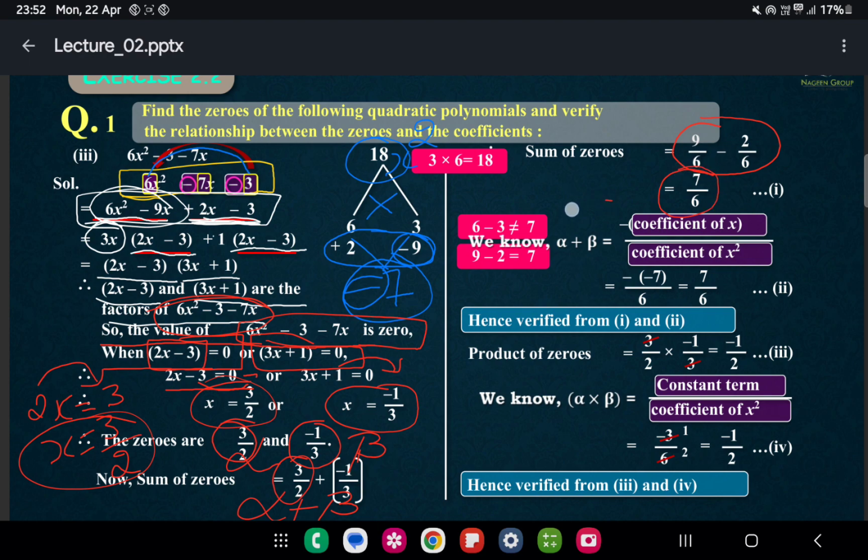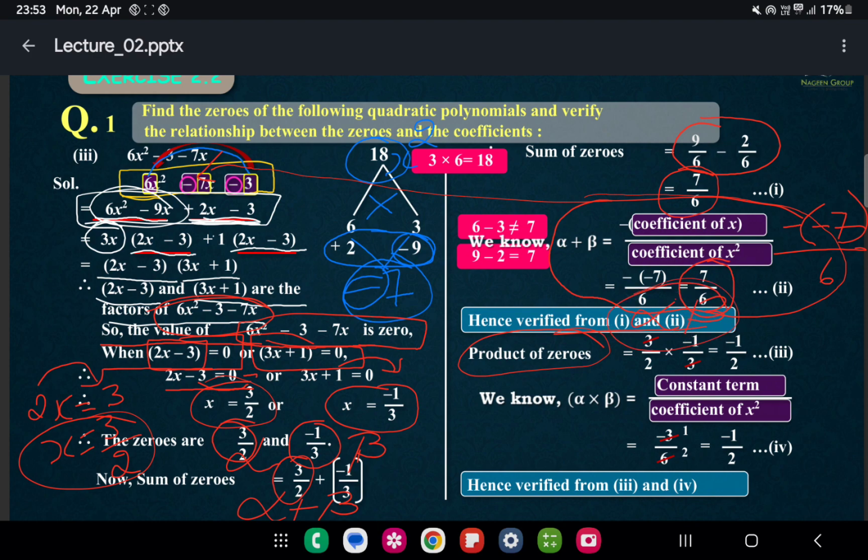According to the alpha plus beta formula also, you will get minus coefficient of x divided by coefficient of x square. We can take minus of coefficient of x, which is minus 7. Here the coefficient of x is minus 7, and the coefficient of x square is 6, the first term we have taken. So minus of minus 7 will be plus 7 by 6. Hence it is verified.